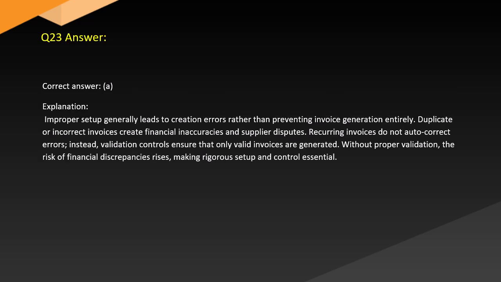Answer. Correct answer. A. Explanation. Improper setup generally leads to creation errors rather than preventing invoice generation entirely. Duplicate or incorrect invoices create financial inaccuracies and supplier disputes. Recurring invoices do not autocorrect errors. Instead, validation controls ensure that only valid invoices are generated. Without proper validation, the risk of financial discrepancies rises, making rigorous setup and control essential.